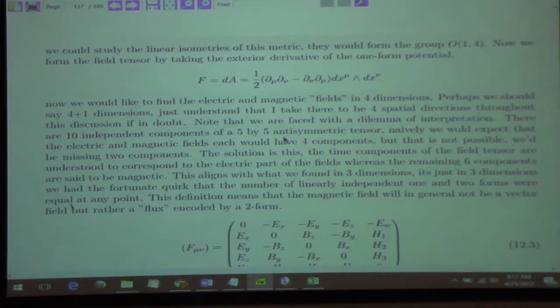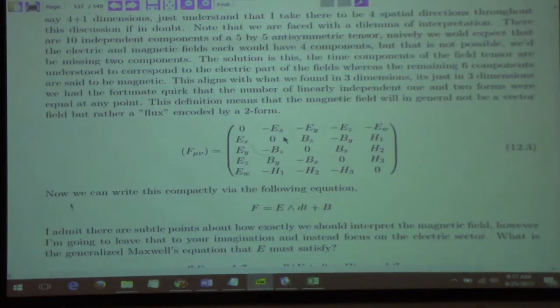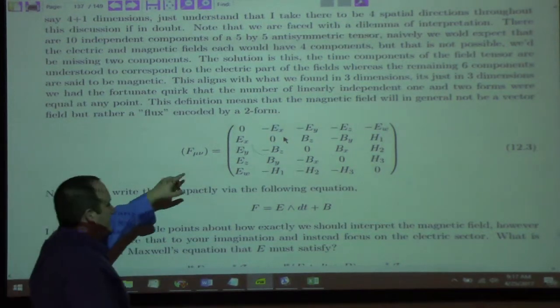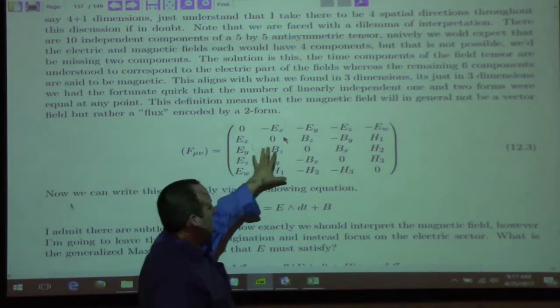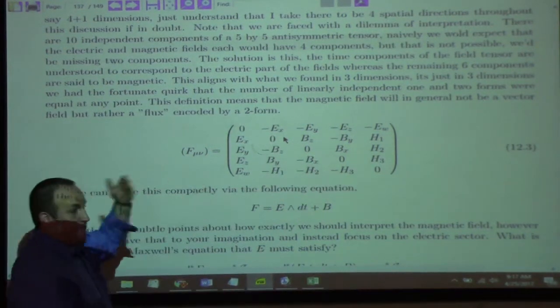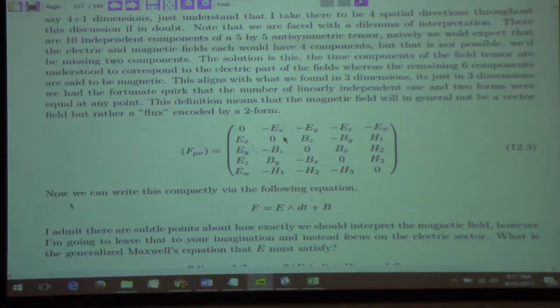Anyway, so when I calculate the exterior derivative of a 1-form, I get a 2-form, and you can look at it in terms of its matrix, which is a 5 by 5 matrix. You've got all these things. The time-space components I would identify as an electric field. The rest is what you might identify as a magnetic field. Well, a string theorist probably wouldn't call it a magnetic field. They would call it a magnetic flux, because it really is described by a 2-form.